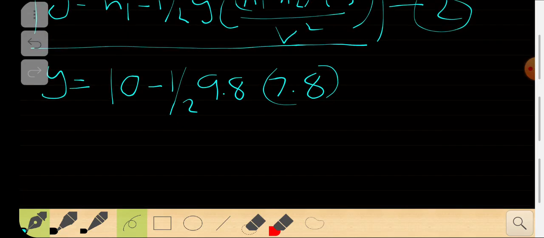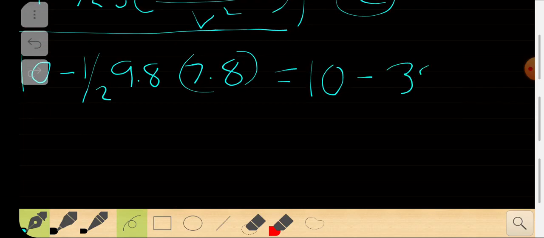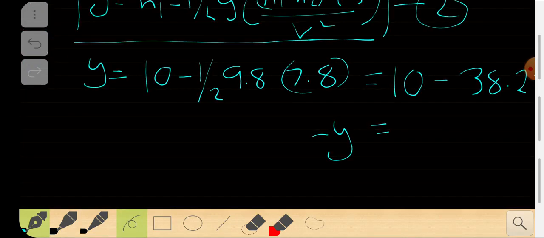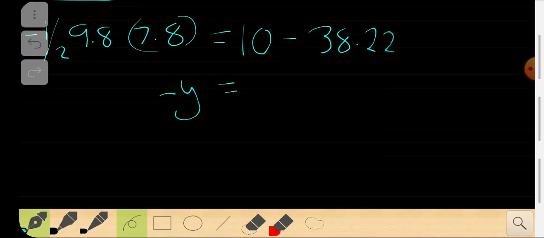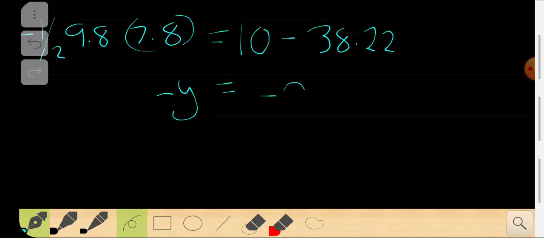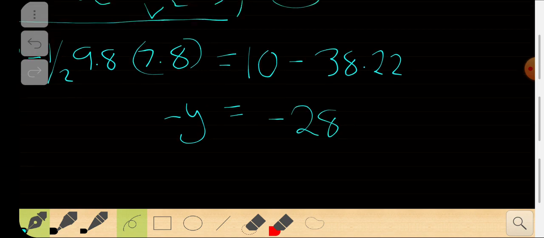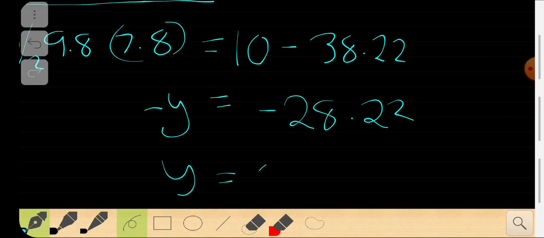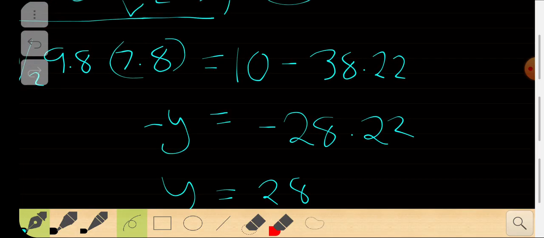So now that must be equal to 10 minus 38.22 to some approximation. I did this earlier, so I'm not multiplying it at the moment. So minus y, which is the point of interest here, is actually equal to minus 28.22 meters. So that means y is equal to 28.22 meters.